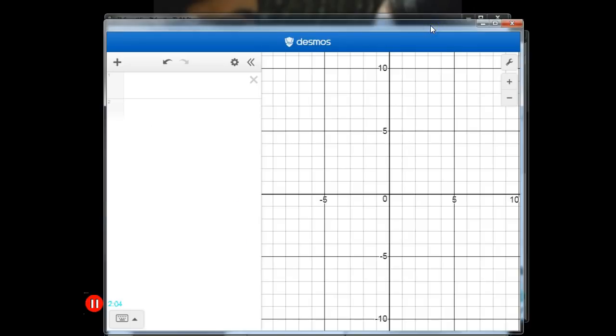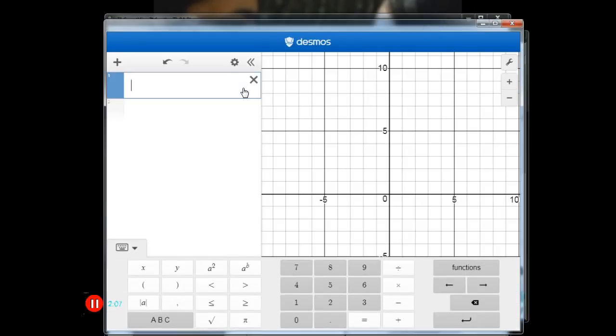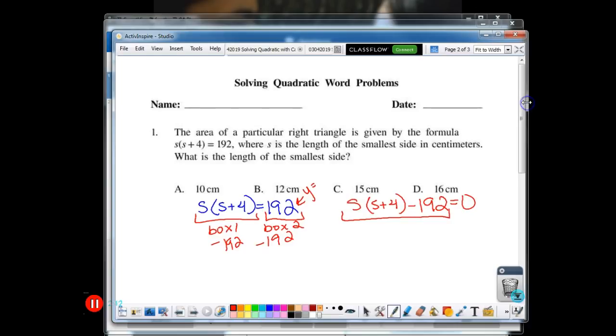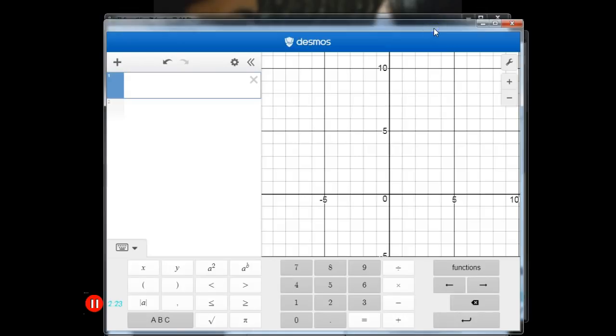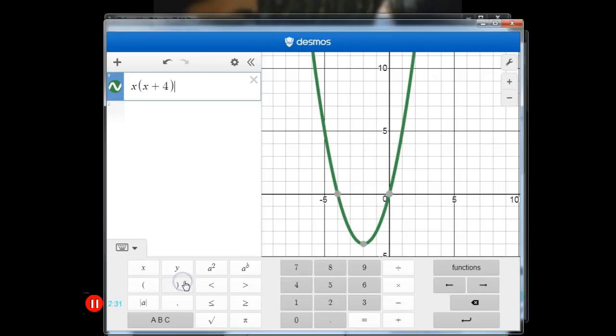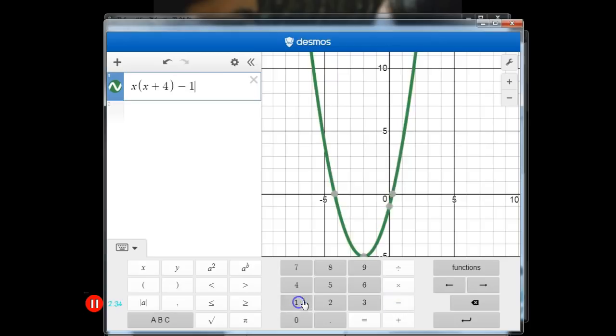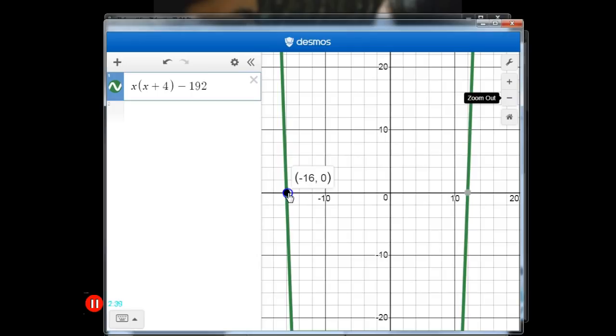Alright, so I'm going to go to Desmos, alright, and now I'm going to use the second way. So I have, and remember, you have to replace any variables you have with x. So this is now going to become x, right? You have to use x instead of s, okay? So this is x times the quantity x plus 4 minus 192. Right? So if I zoom out just to see, okay, so here are my 2 solutions, negative 16 and 12.